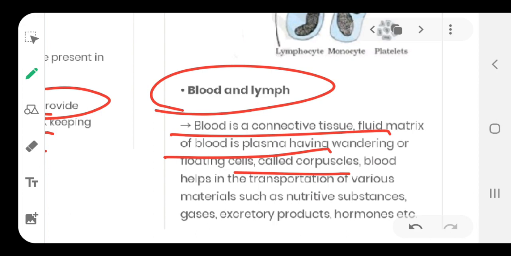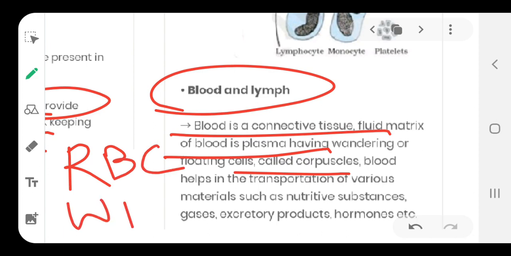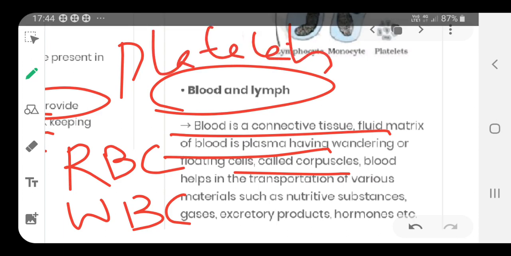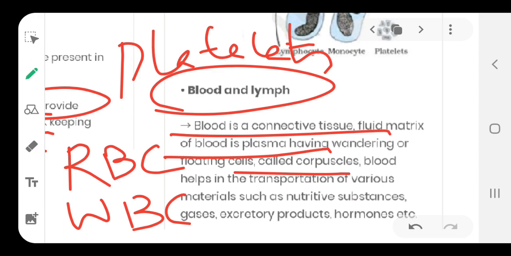I hope you know the blood cells, some of them at least. Number one is red blood cell, then white blood cell, and then platelets. These are some of the blood corpuscles. The names must be known to you. These help in the transportation of materials, nutritious substances, gases, excreted products or hormones in the whole body system.